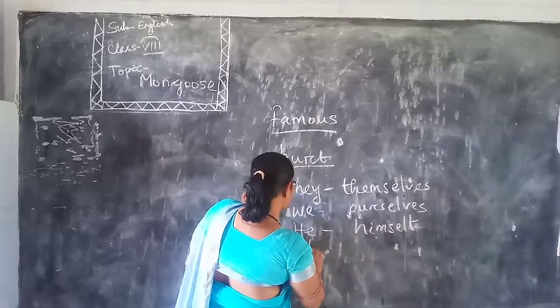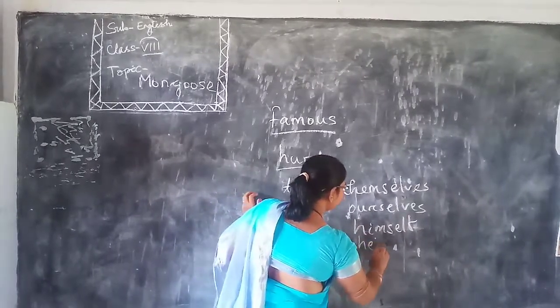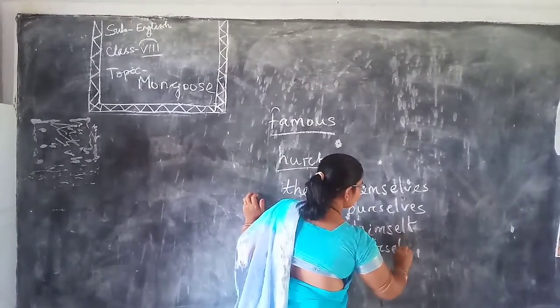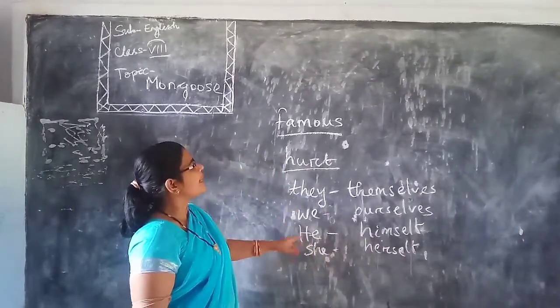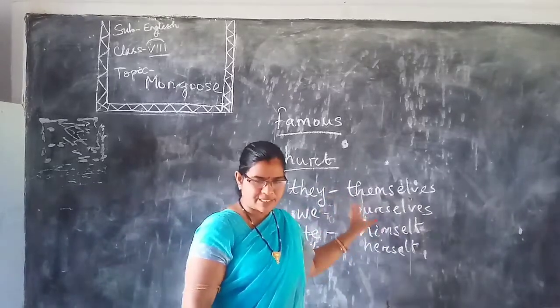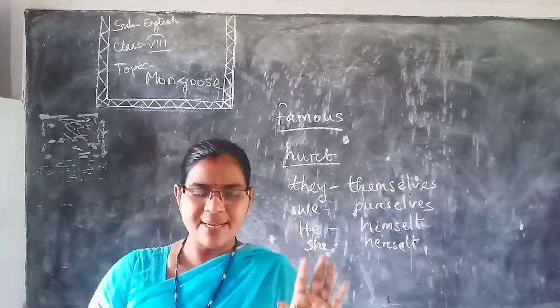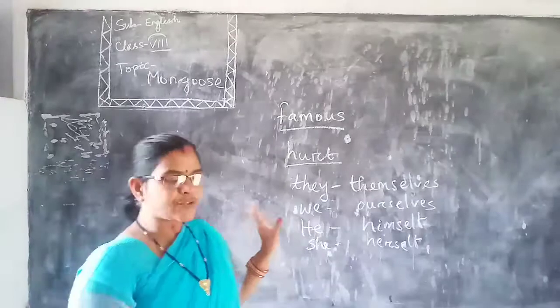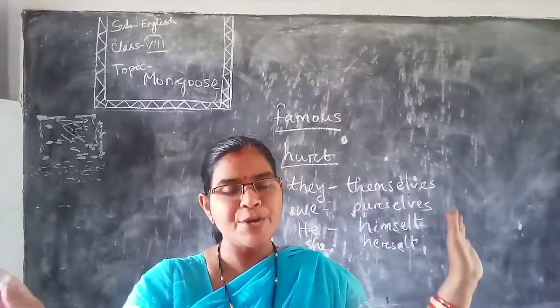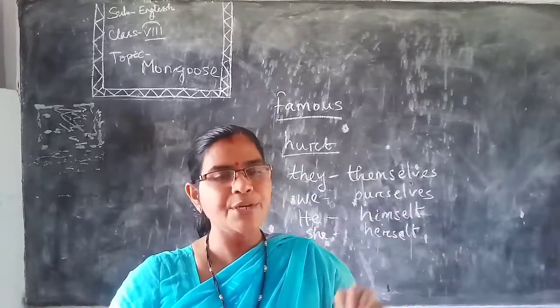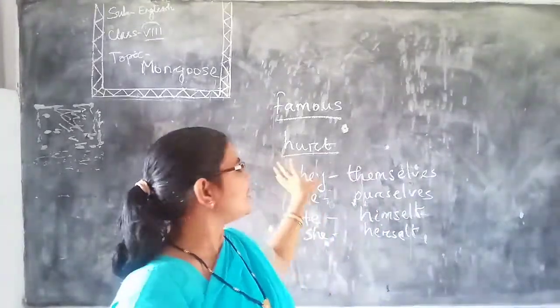From she, what you get? Herself. Okay. From it, you will get itself. Okay. Possessive pronouns, you have no need also in grammar. Just I am recalling it. So, without getting hurt themselves means no harm will occur, no harm will happen to the mongooses.